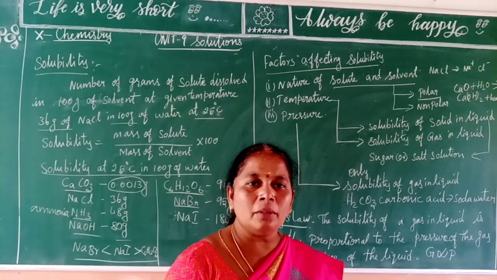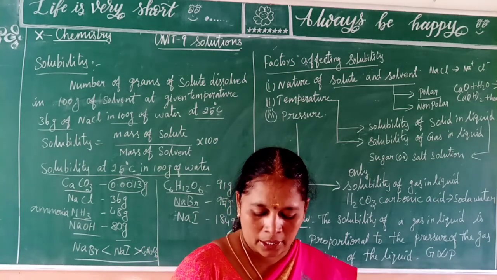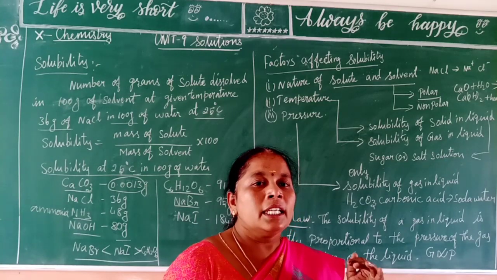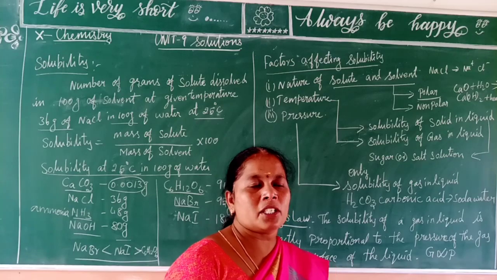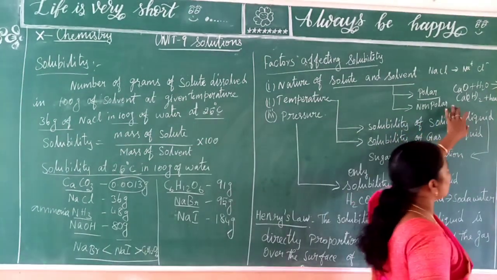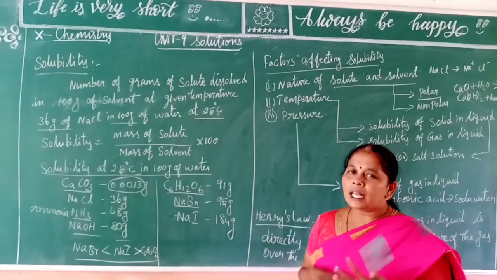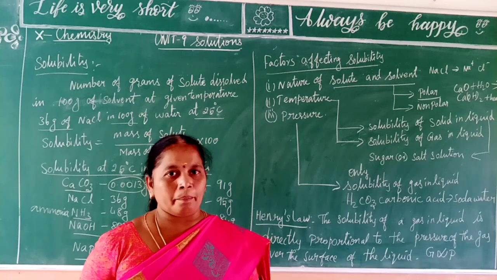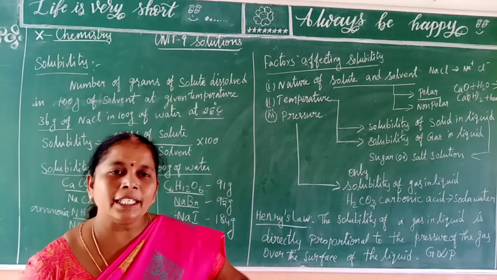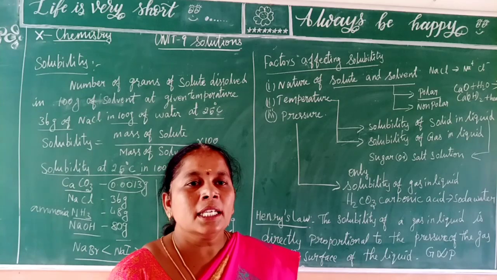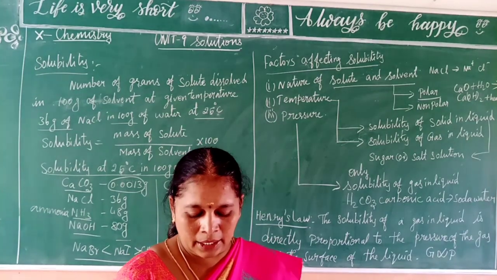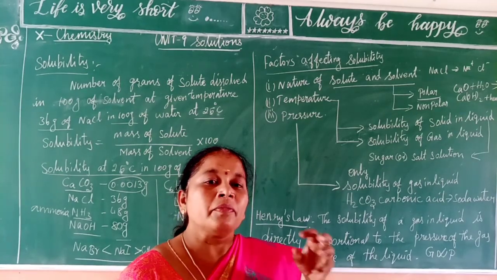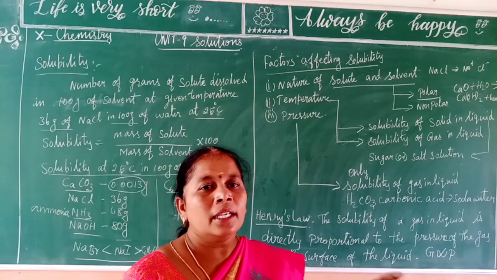In an endothermic process, solubility increases with increasing temperature. In an exothermic process, the solubility increases with decreasing temperature. Whenever you decrease the temperature, the solubility also increases, because the heat is already liberated simultaneously when the reaction takes place. Yes or no? So in an endothermic process, solubility increases with increasing temperature. In an exothermic process, solubility increases with decreasing temperature.